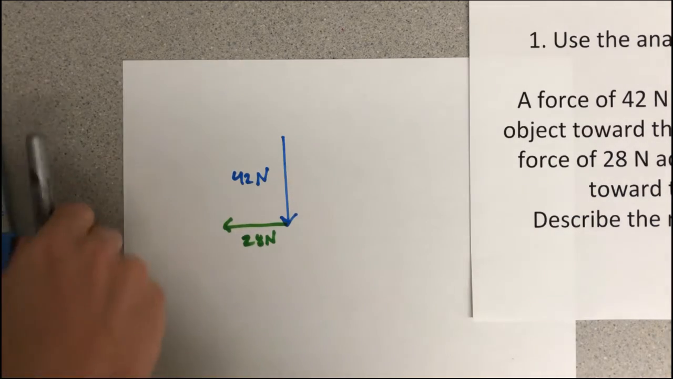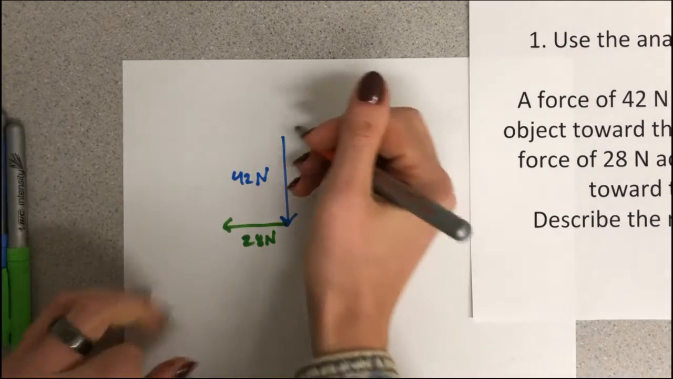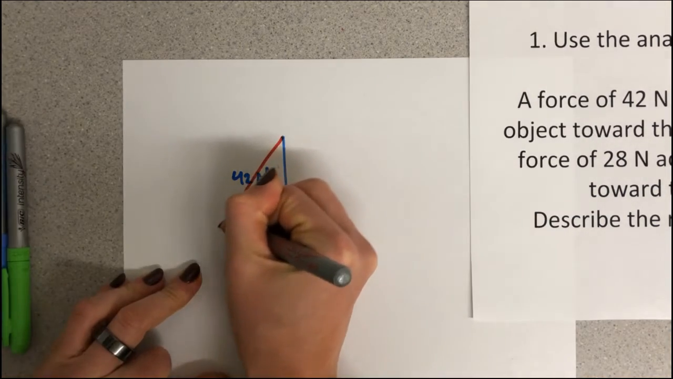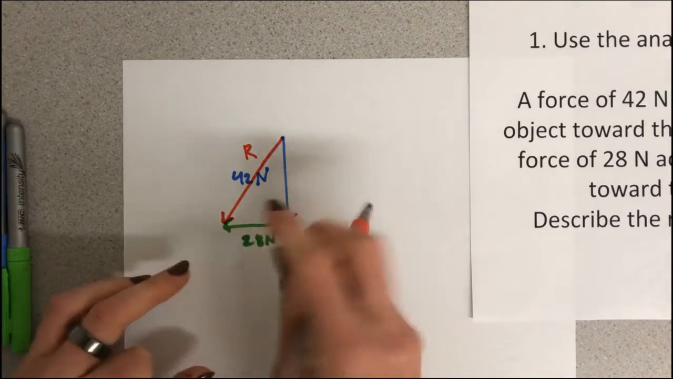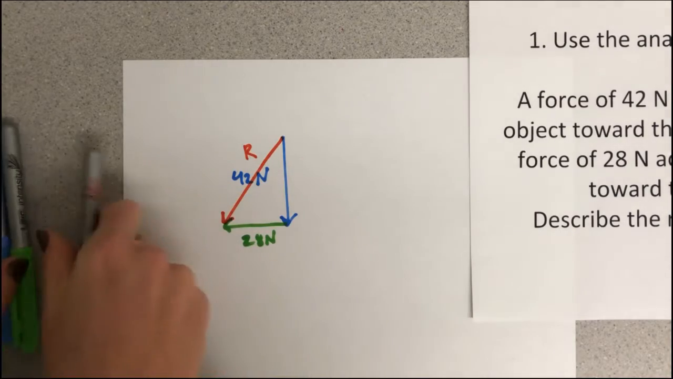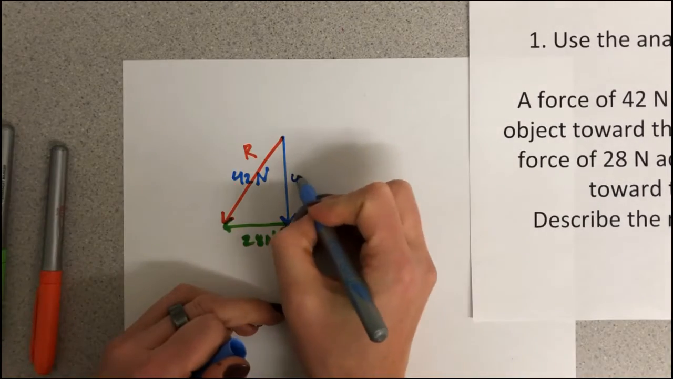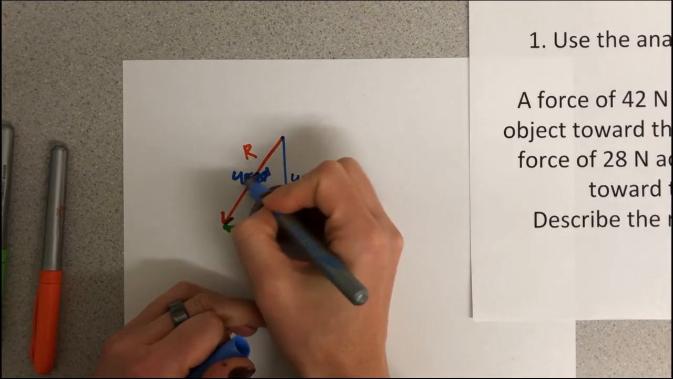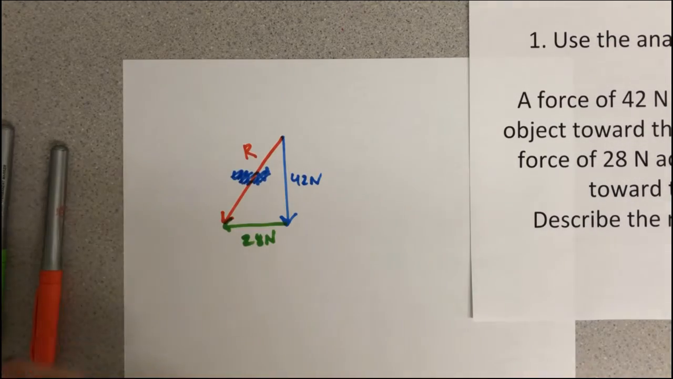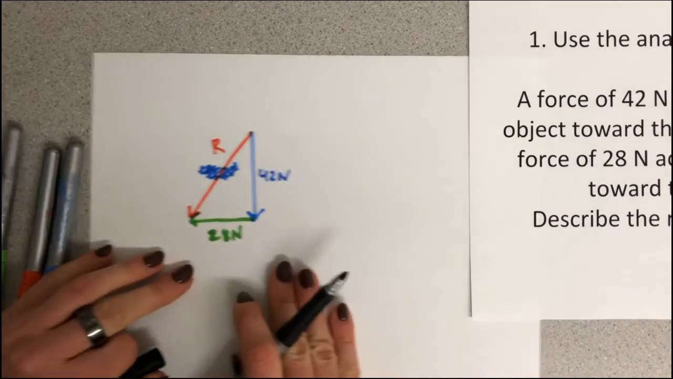So describe the resultant force. Basically, what is the resultant force? It's gonna be right there. That 42 goes over here. I was trying to figure out which side to put it on. Okay, so this is pretty easy. We're just gonna use Pythagorean theorem.